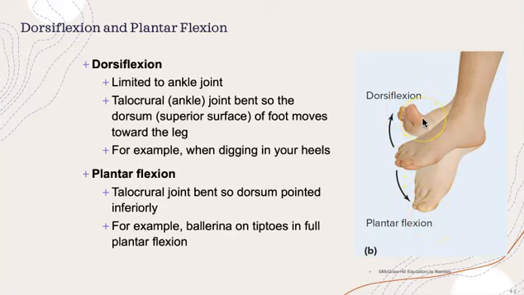Now, if we focus on the foot, we have dorsiflexion and plantar flexion. Dorsiflexion is going to take place at our talocrural joint, also known as our ankle joint. So talo is referring to the talus bone, which is a tarsal in the foot, and crural means leg. So it's the point where the leg joins that talus. And so we are going to bend so that the dorsum, or the top of the foot, the superior surface, is moving toward the leg. Whereas if we are pointing our toes down, this is plantar flexion. And we are going to feel like ballerinas on our tippy toes when we are in full plantar flexion.